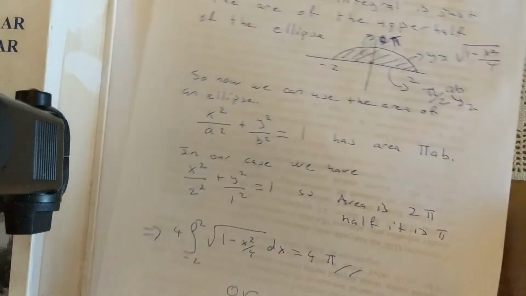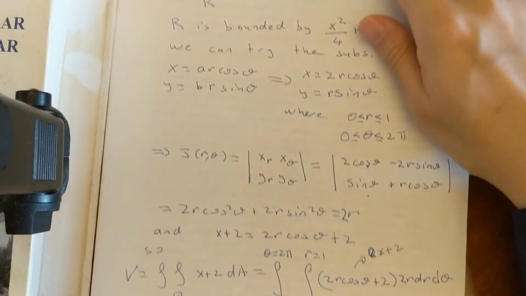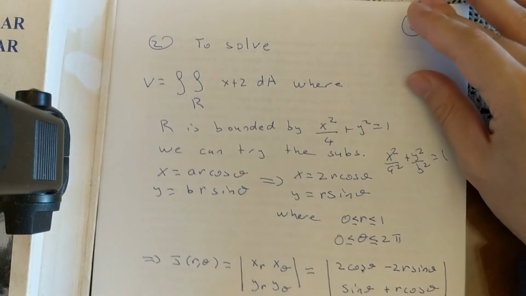Another way to do it, which is kind of new, is we can try an elliptic substitution. We haven't talked about that before.